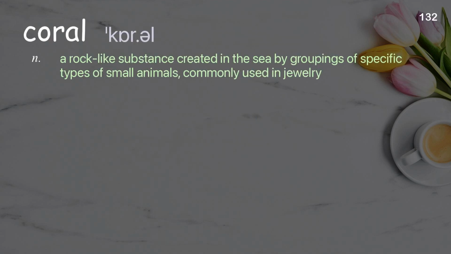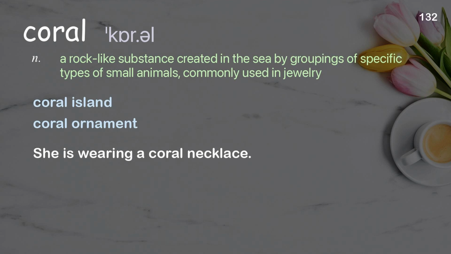Coral. A rock-like substance created in the sea by groupings of specific types of small animals, commonly used in jewelry. Examples: coral island, coral ornament. She is wearing a coral necklace.